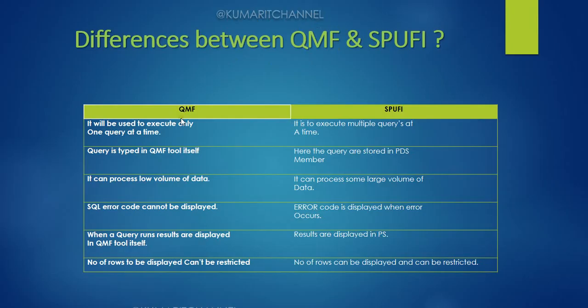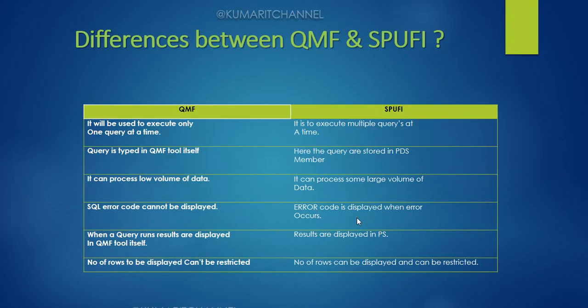QMF is used to execute only one query at a time, whereas in SPUFI you can execute multiple queries. The query is typed in the QMF tool itself, whereas here we create a PDS member and a sequential dataset. QMF can process a low volume of data, while SPUFI can process a large volume of data, since we create a member and have a sequential dataset where we store the results. The SQL error code cannot be displayed in QMF, but here in SPUFI we can see the SQL error code.